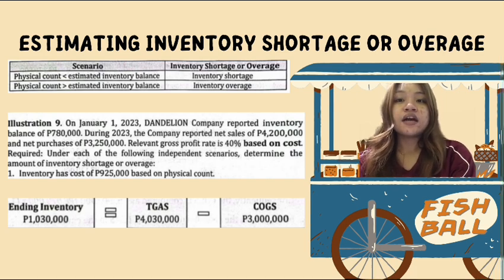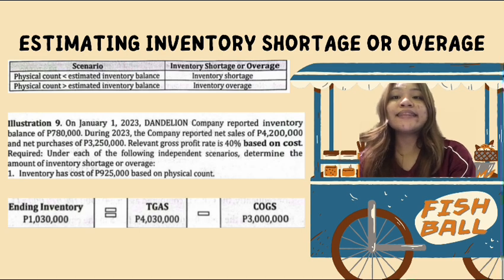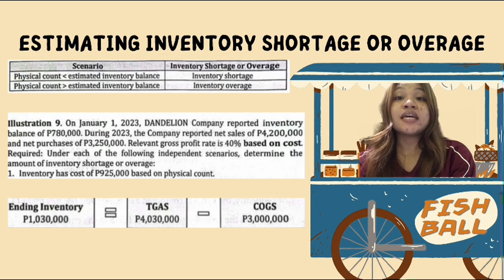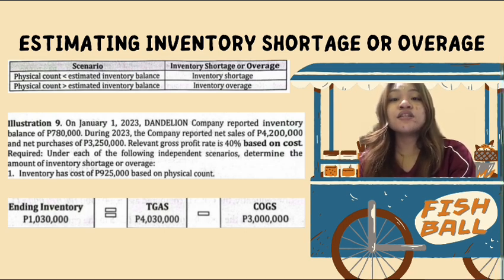So here is an illustration. On January 1, 2023, Dandelion Company reported an inventory balance of 780,000. During 2023, the company reported net sales of 4,200,000 and net purchases of 3,250,000. The gross profit is 40% based on cost. Required: under each of the following independent scenarios, determine the ending inventory and whether there is a shortage or overage. Number 1: inventory has a cost of 925,000 based on physical count.